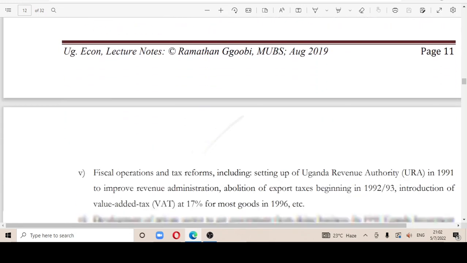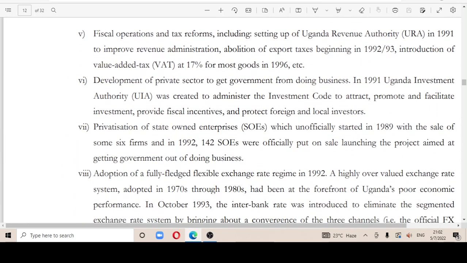Then having known that, we go to the fiscal operations and tax reforms, which included setting up the Uganda Revenue Authority, which was responsible for collecting taxes to avoid tax evasion and also make sure revenue goes to the right places. And then we have the abolition of export taxes, introduction of VAT, etc. Then we also have the development of the private sector.